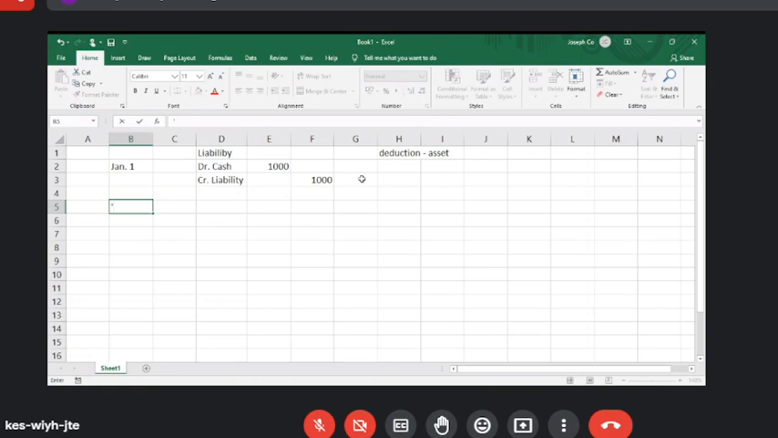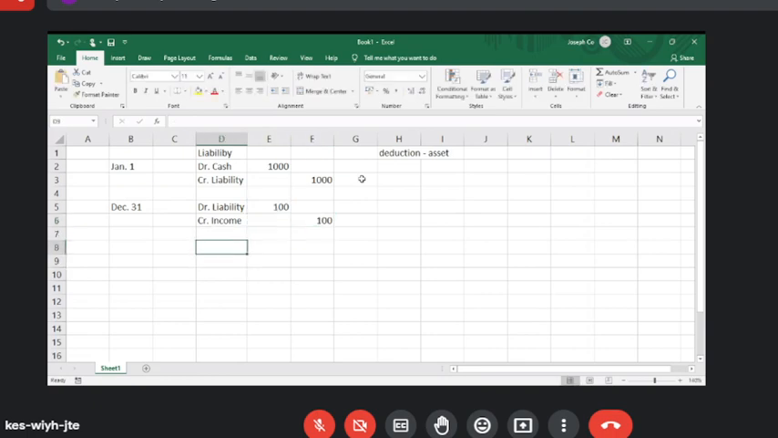Tapos December 31, i-amortize natin yan. Assuming yung naka-attach dyan is building and then useful life ng building is 10 years. No? Kaya we debit liability and credit income. For 1,000, divide 10.